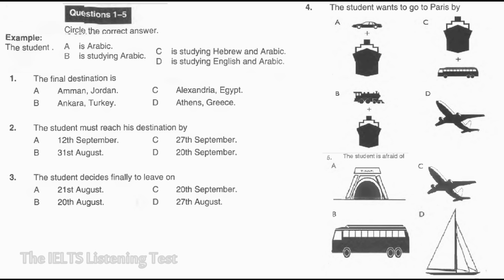Now look at Section 1 of the test. Section 1. You are going to listen to a conversation between 2 people, a customer and a travel agent. First, look at questions 1 to 5. As you can see, there are 4 alternative answers, A, B, C and D for each question. Decide which alternative is the most suitable answer for what you hear and circle the appropriate letter.